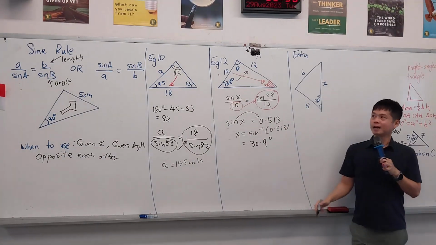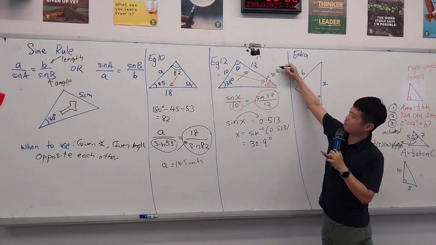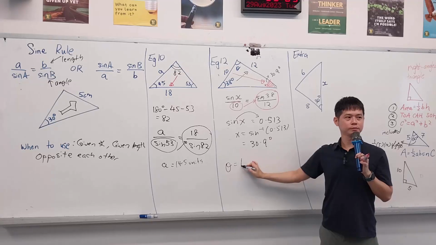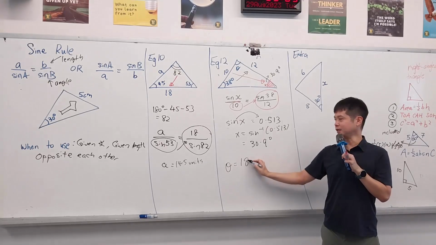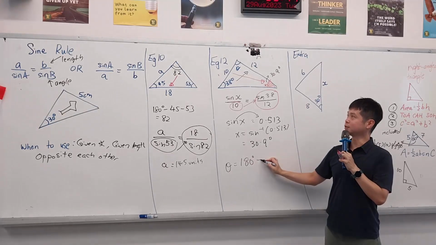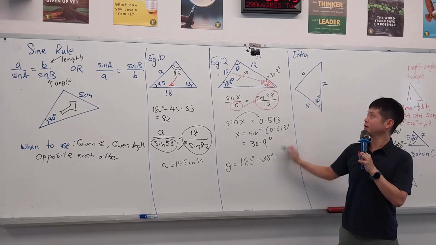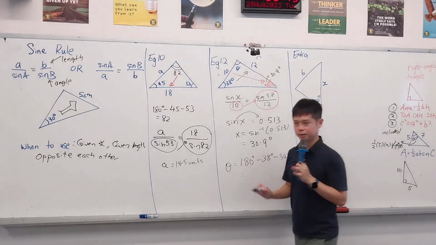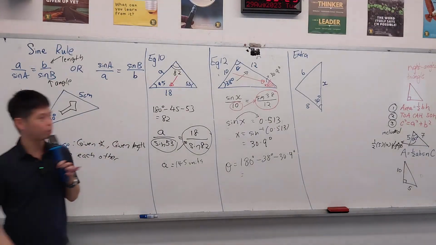Now if I know that this angle is 30.9, can I find theta now? Yes. How do I find theta? 180 take away 38, take away 30.9, and I will find theta. And I will have 111.1.